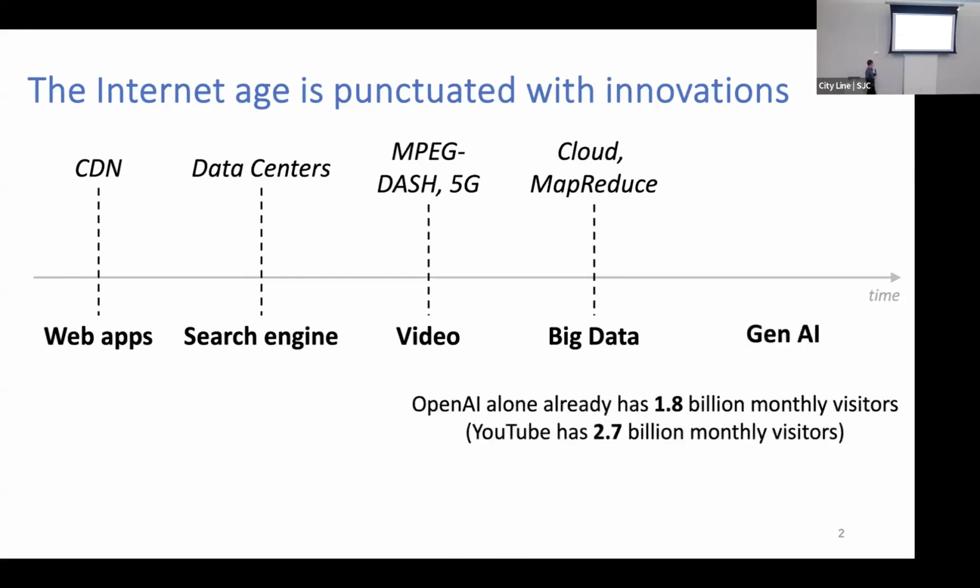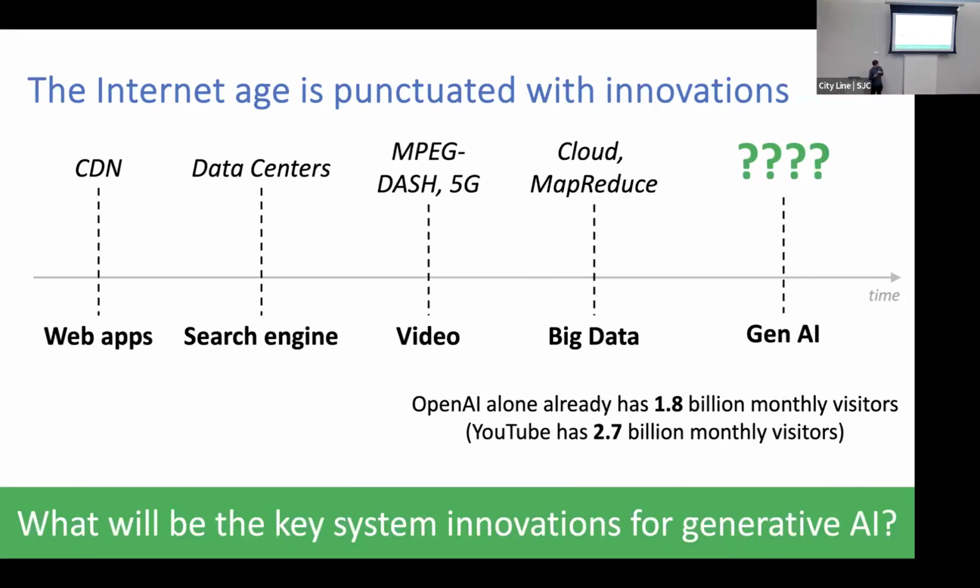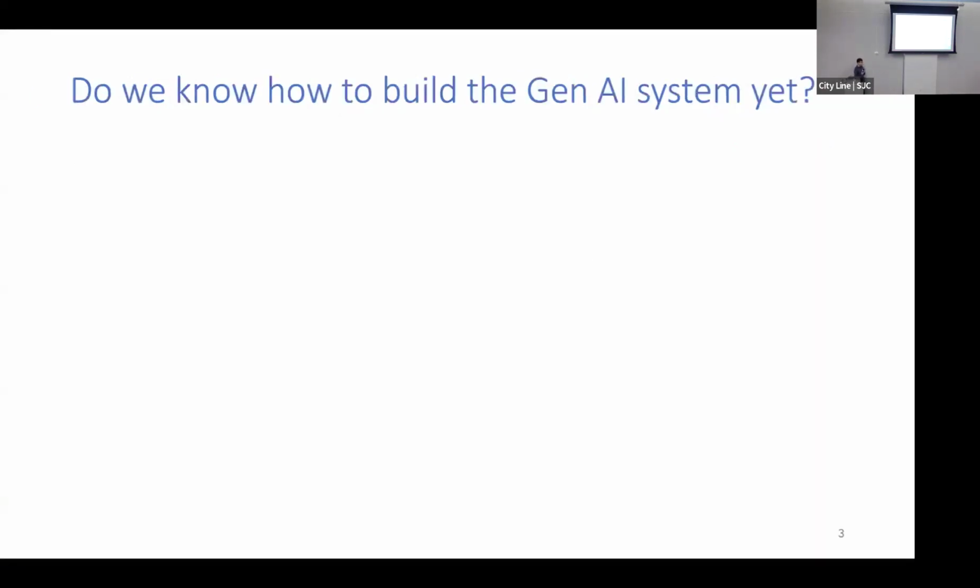And today we have generative AI, and it is already gaining enough popularity to change the way people think about system research. The question we want to ask is, what might be the architecture for generative AI? Now, I want to use internet video streaming as a use case to tell you where I think we are in this timeline.